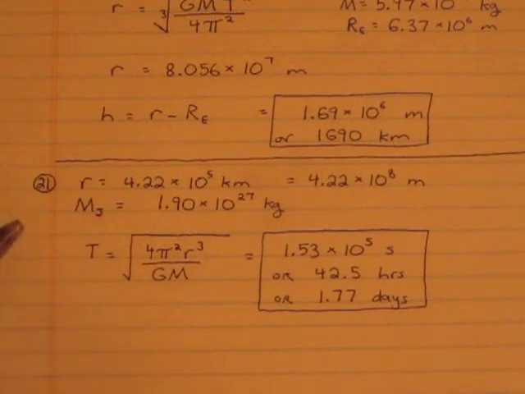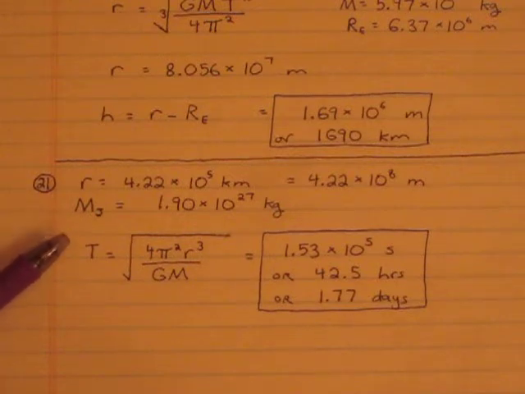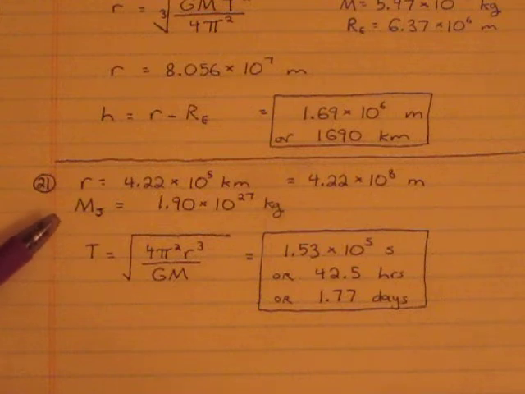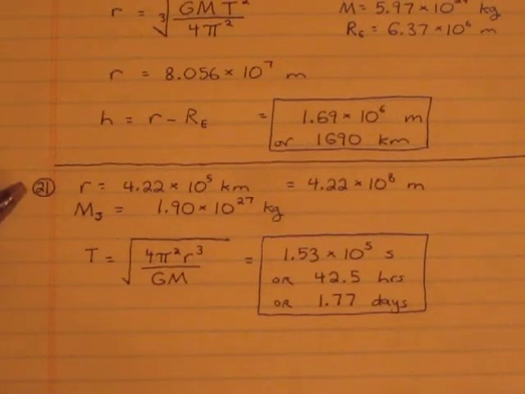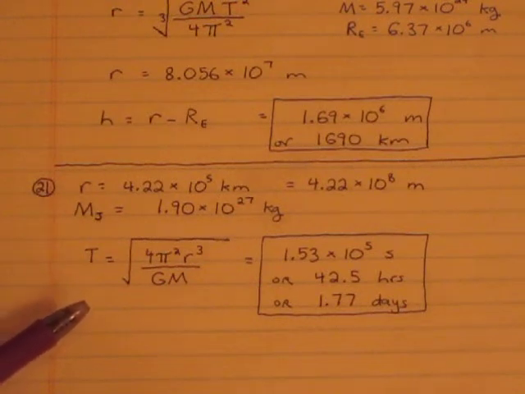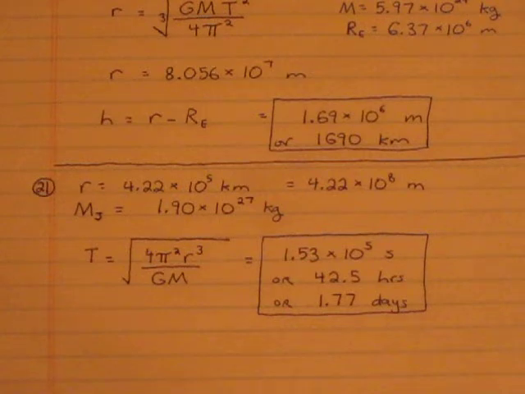We need the appropriate numbers. You can look these up in the table of astrophysical data, Google search it, whatever you choose, but the mass of Jupiter is 1.9 times 10 to the 27 kilograms. We need to remember to use for radius, don't use the kilometers that are given in the book, but rather we need that in meters. And you should get 1.53 times 10 to the 5th seconds, which is 42.5 hours, which is 1.77 days.